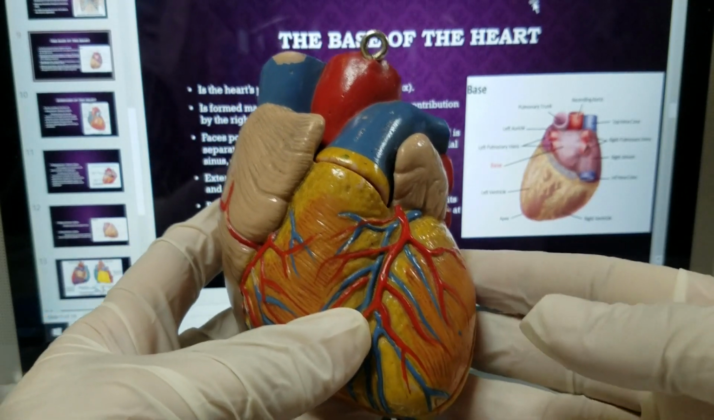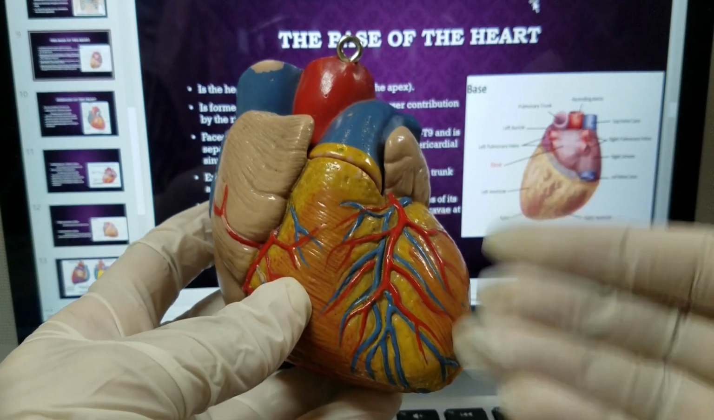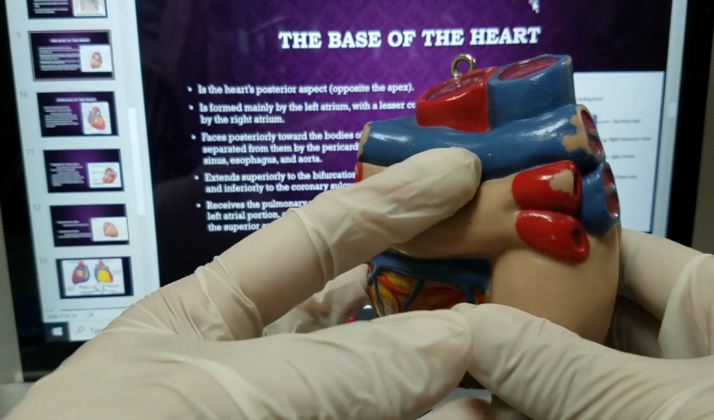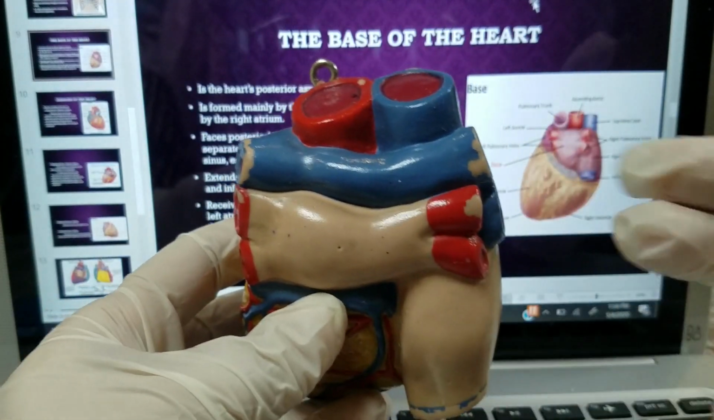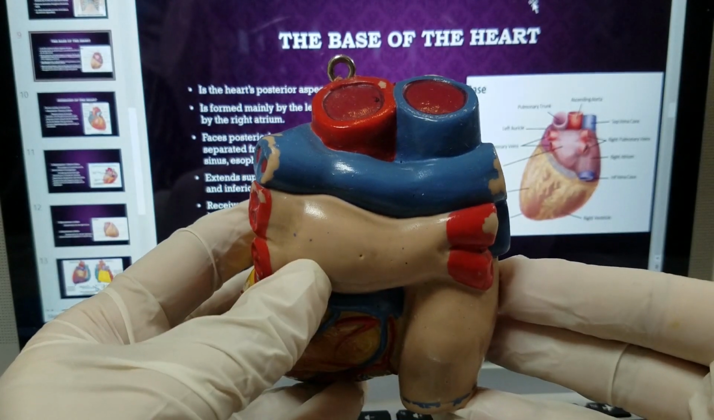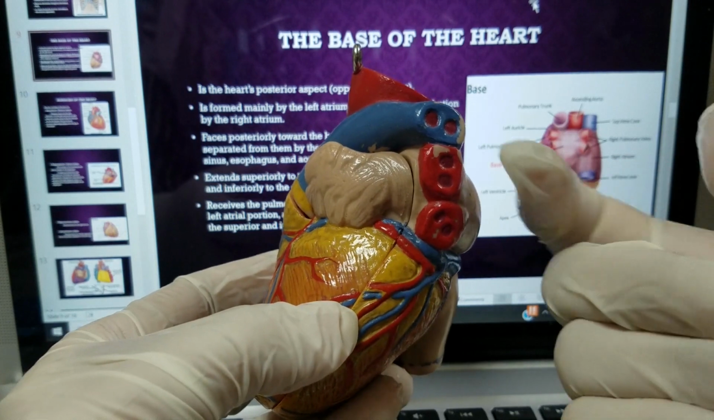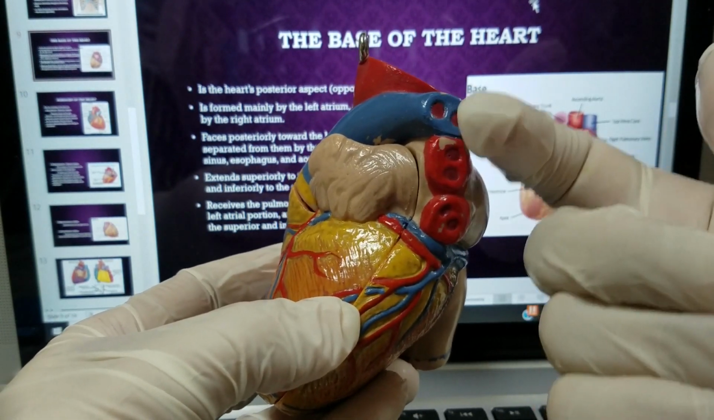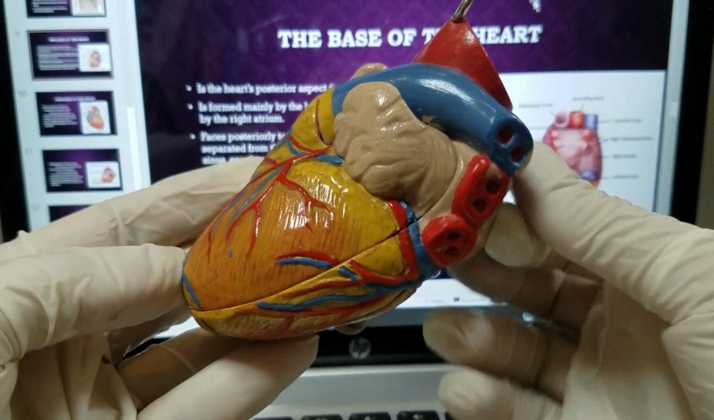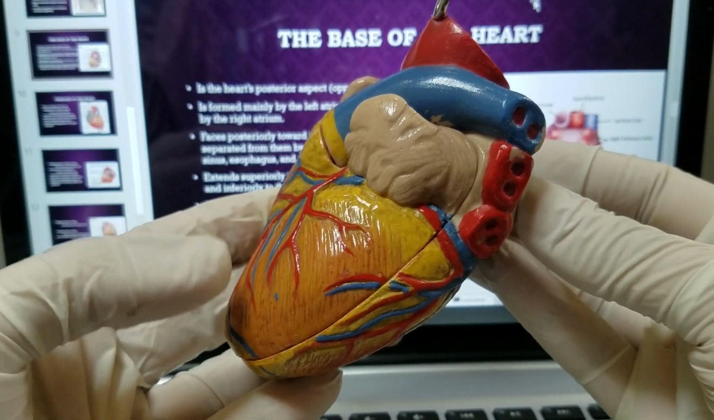Now let us talk about the base of the heart. First of all, this is the anterior aspect. If we go posteriorly, this part forms the base of the heart. This base of the heart is directed posteriorly. Look at this. The part which is present posteriorly, only this part is called the base of the heart. When the heart is lying in the anatomical position, it is almost opposite to the apex.